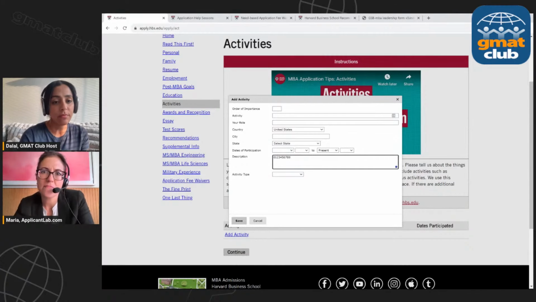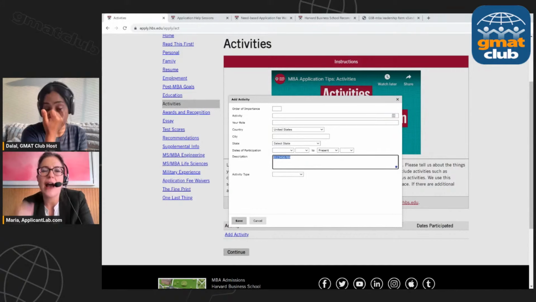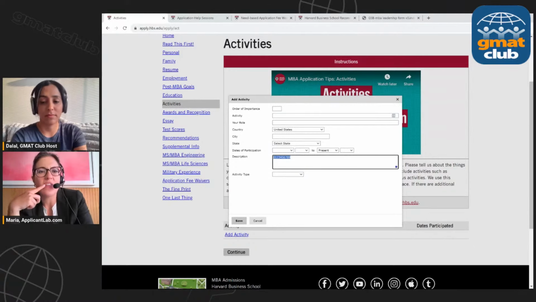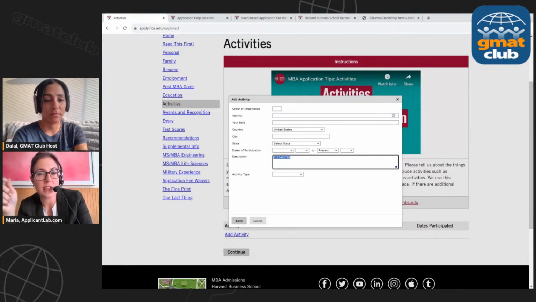Right, exactly. Even if it's not something formal, you only get 3. If you have more than 3 activities or more than 3 awards, it's the same thing with awards and recognition: they limit you to 3. If you have fewer than 3, no problem. Don't make up an award or grasp for something that's lame. But if you have more than 3, you can always put them in the resume, or if it's something extra meaningful for you, you can go into the essay.